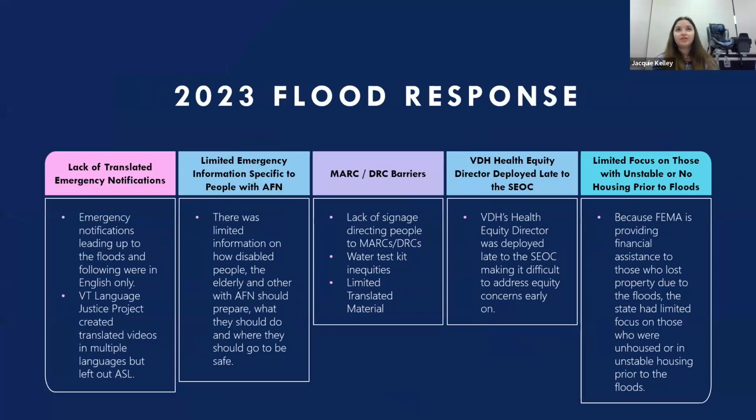So moving on to the flood response, some of you may know these already or have witnessed them or have experienced them. But these were some things that came to light with the flood response. The first one, and a major one that became very obvious very quickly, was the lack of translated notifications. Emergency notifications leading up to the floods and following were in English only.